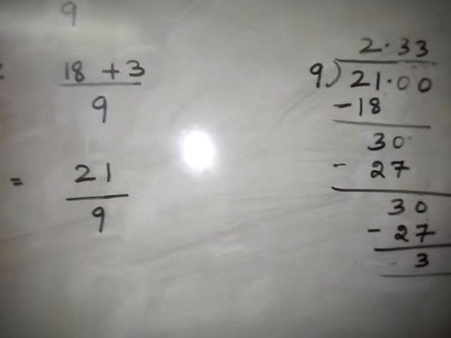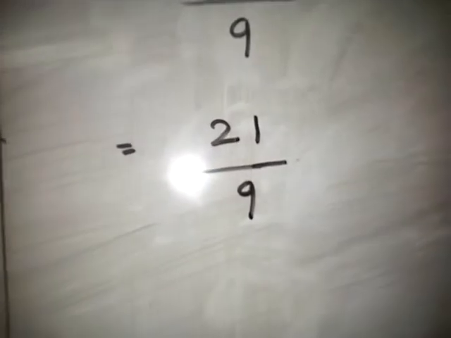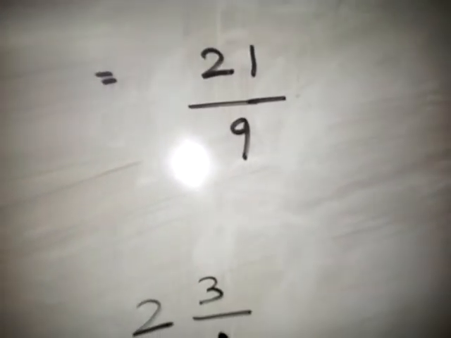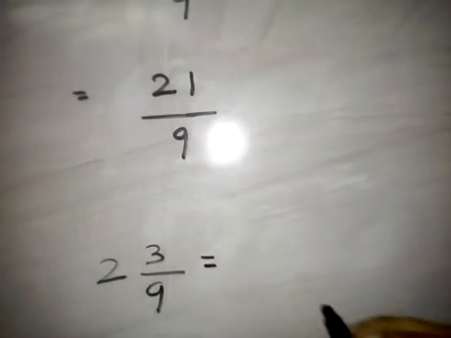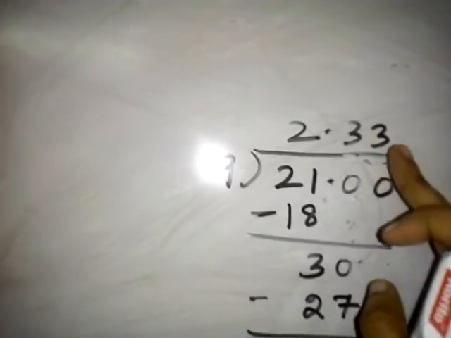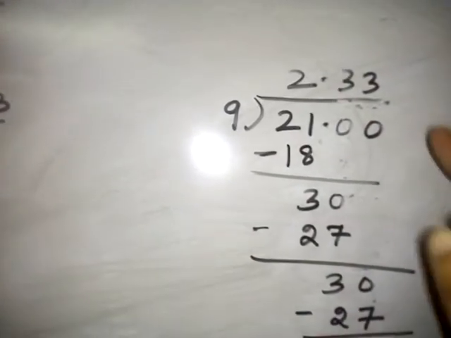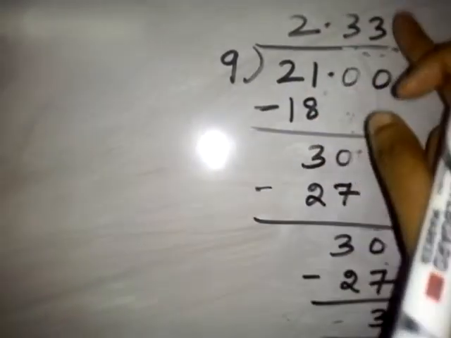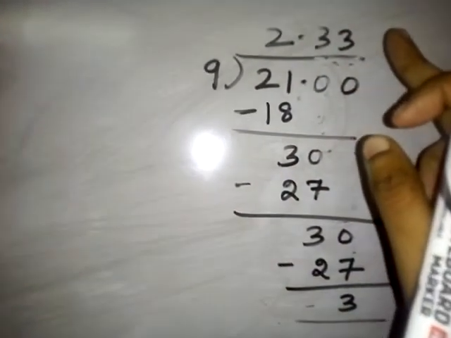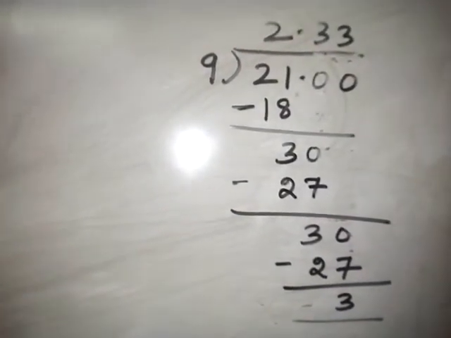So after that you have to write the final answer. 2 3 upon 9 is equal to the quotient what you are getting, 2.33. Here digit 3 is repeating. A single digit or a group of digits occurs repeatedly on the right of the decimal. Okay, so this type of decimal form of a rational number is called recurring decimal form. This is the definition.